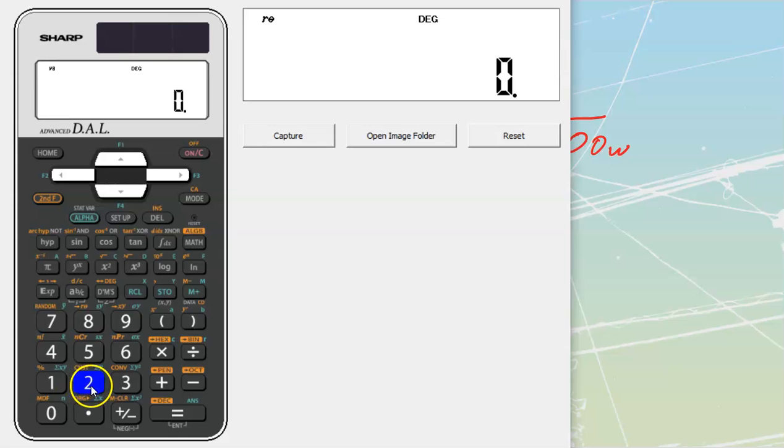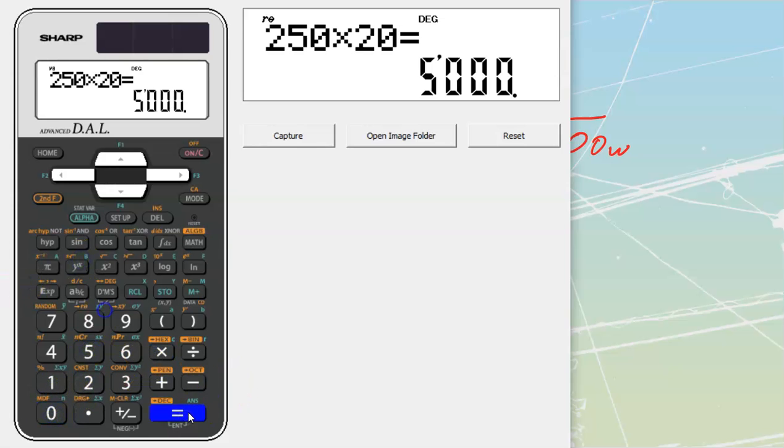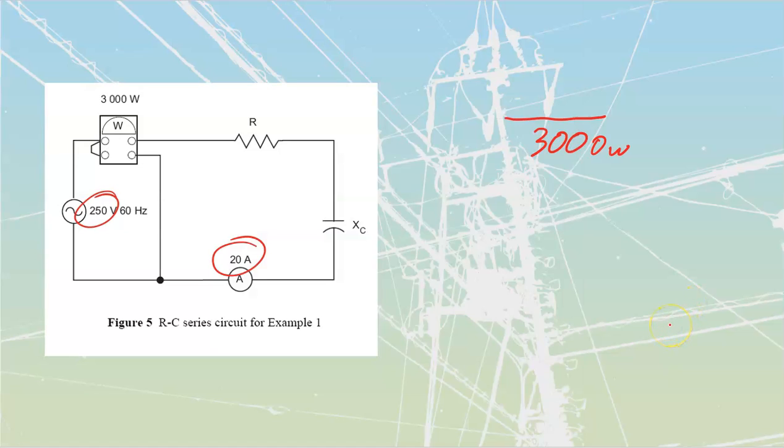We're going to take 250 volts multiplied by 20 amps, because that's what they give us there, and we find out that our VA is going to be 5,000 VA. With that 5,000 VA, we can now establish our amount of VARs.